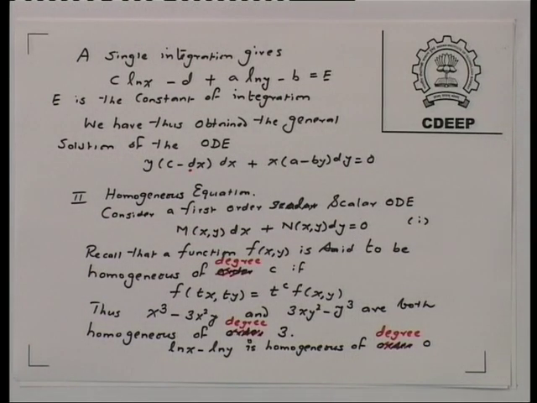A single integration gives you c log x minus d x plus a log y minus b y equal to e. What is that e out there? It is the constant of integration, a constant that arises out of integration. Whereas a, b, c, d are also constants, but they are the given constants that appear in the differential equation. They are the various population parameters and whatnot. Right? The e is the constant of integration. So we have thus obtained a general solution of the ODE.